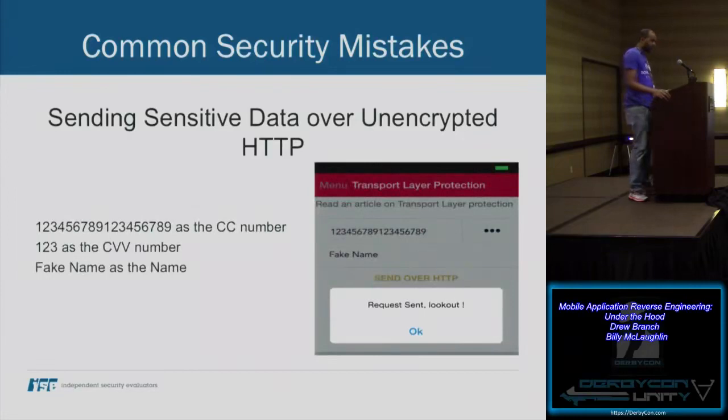So for this example, the Damn Vulnerable iOS Application has a module that you can send credit card information over an HTTP connection or request. For this example, I am sending 1 through 9 twice as my credit card information. I know it's larger than 16 digits, but oh well. Also, I am sending 1, 2, 3 as the CVV number, and fake name as the name.